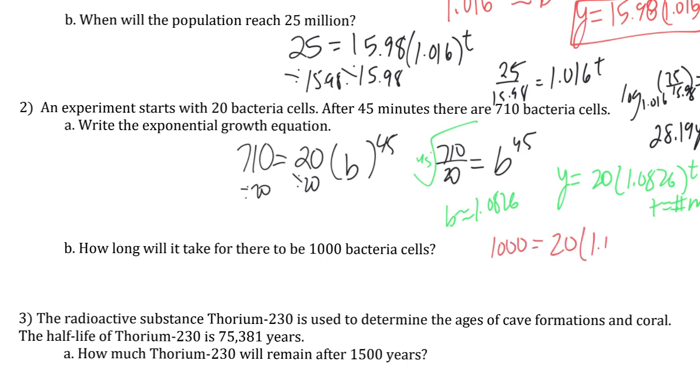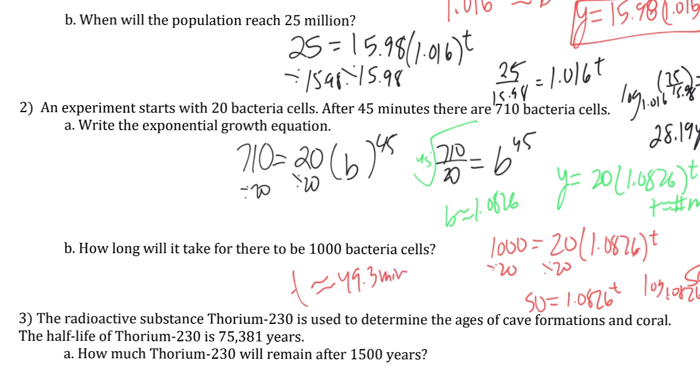So 20 times 1.0826 to the t. You want to keep quite a few decimals on this. Divide both sides by 20, and then once you do that, you're going to get 50. Okay, so 50 equals 1.0826 to the t. Switch forms, it would be log of 1.0826 to the t equals 50. Put the left side in the equation, and t is going to be approximately 49.3 minutes.